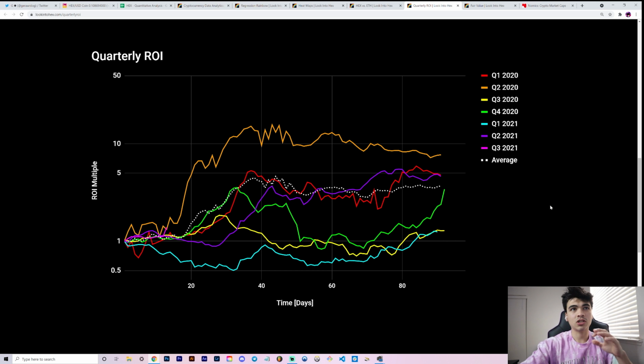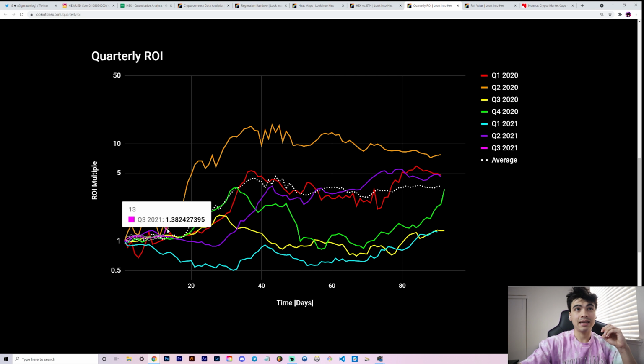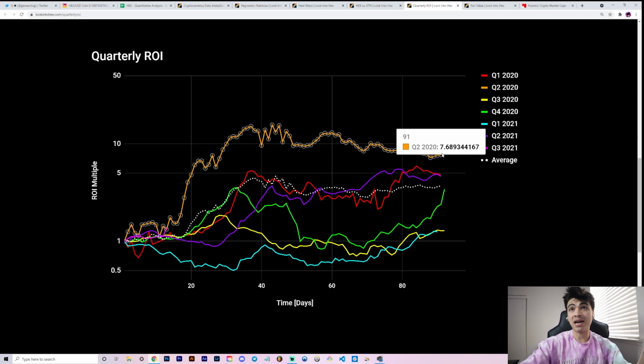Now, just a couple more charts I want to look at. Our quarterly ROI chart. Again, you can find all of these on LookIntoHex.com, updated every single day. Check it out, first link in the description always on these videos. Where we are now is Q3 of 2021, this pink curve, which just pumped up to be, so far, the highest performing quarter of HEX ever. I know it's only day 13, but so far it's outpacing even the best quarter.